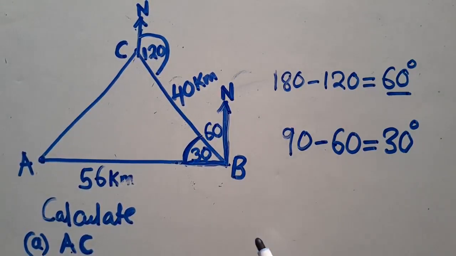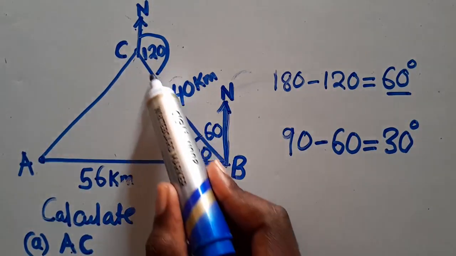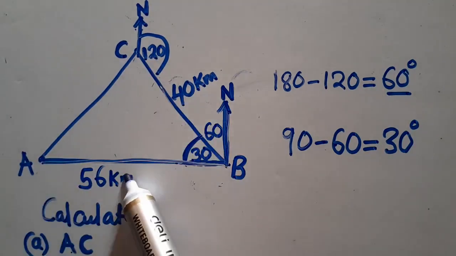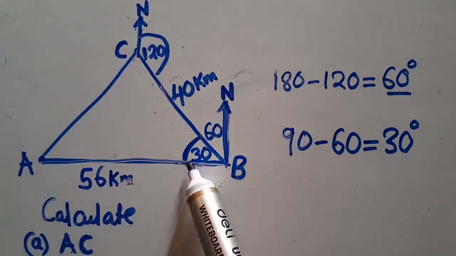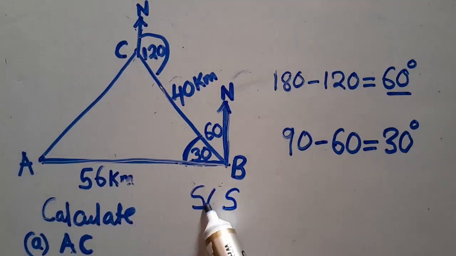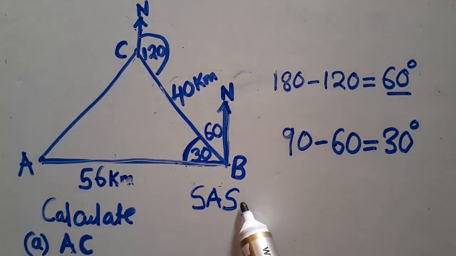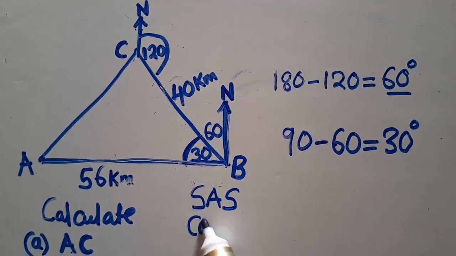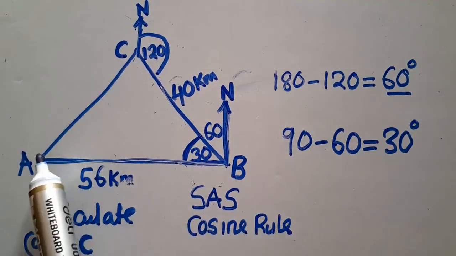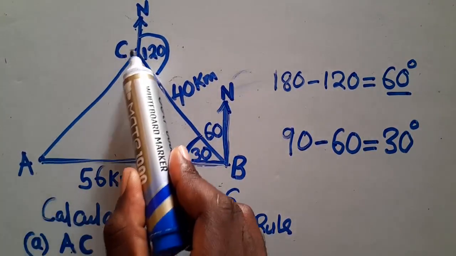So our concentration now should just be on this triangle. This is the triangle now. Have you seen? Two sides are given, then putting the angle in the middle. So when two sides are given, putting the angle in the middle, which law are we supposed to use? This is the cosine law. So we are going to use cosine law to calculate a distance, to calculate distance AC.